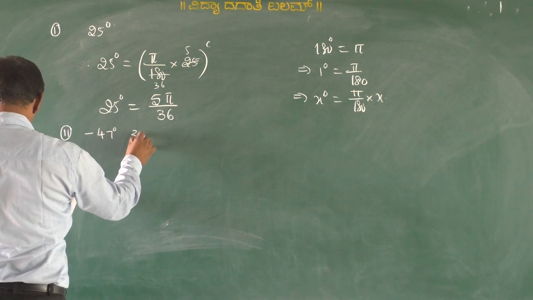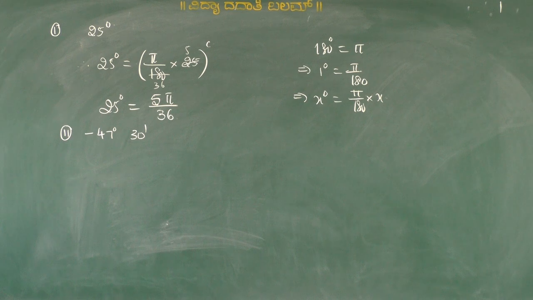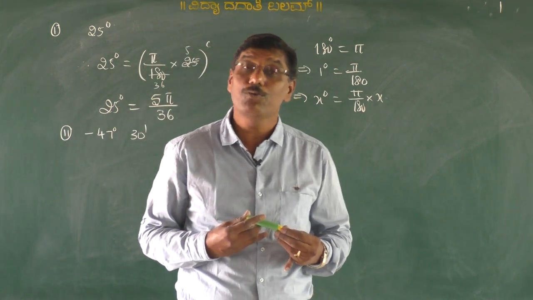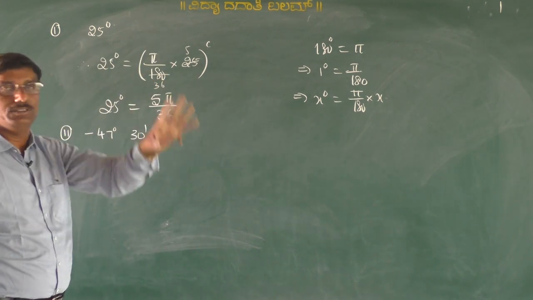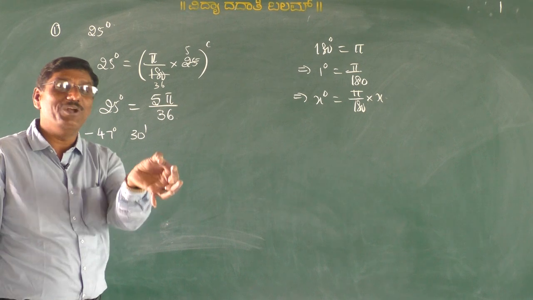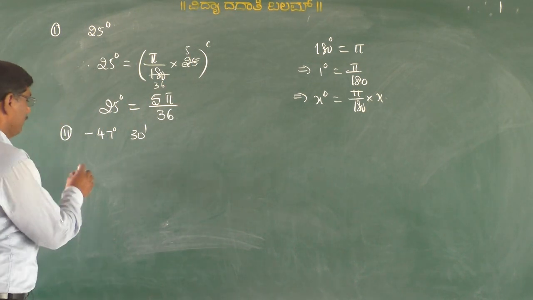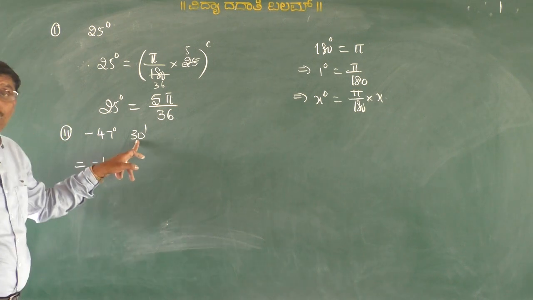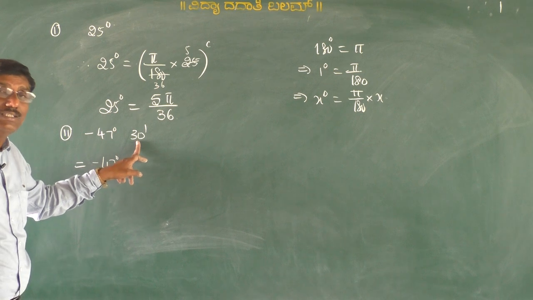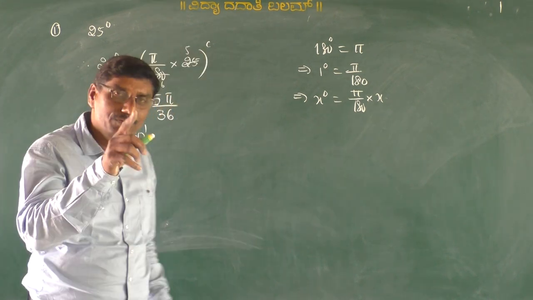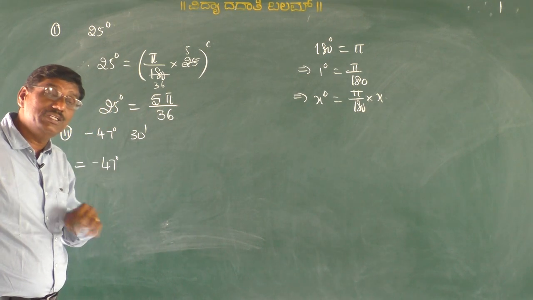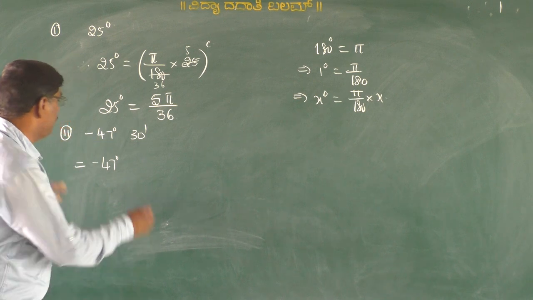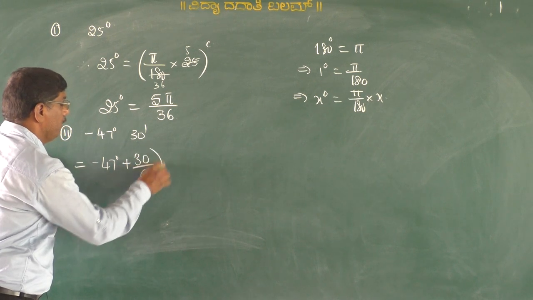Minus 47 degree 30 minutes. See here, my dear students, it is given in degrees and minutes. Now to convert and express this in terms of radians, first we have to make this one in terms of whole degrees. Are you understood? Sir, how sir? This can be written as, see here, minus 47 degree as it is, plus we have to reduce this in terms of degree, that is 30 by 60. Why sir? We know the conversion of minutes into degree. 1 degree is equal to 60 minutes. By that means plus 30 by 60, I think, am I correct?